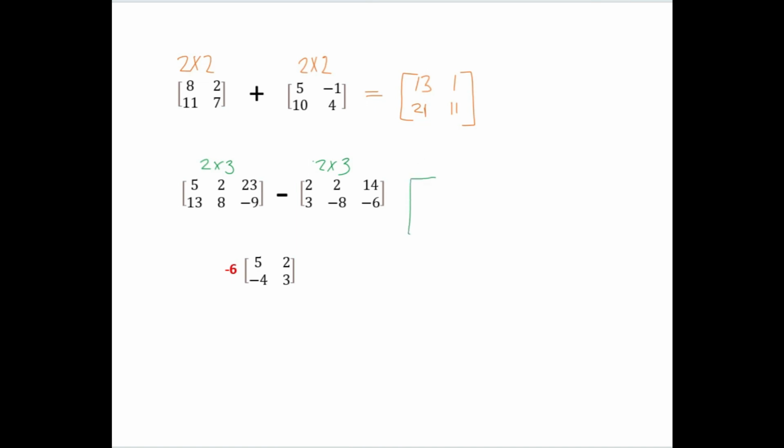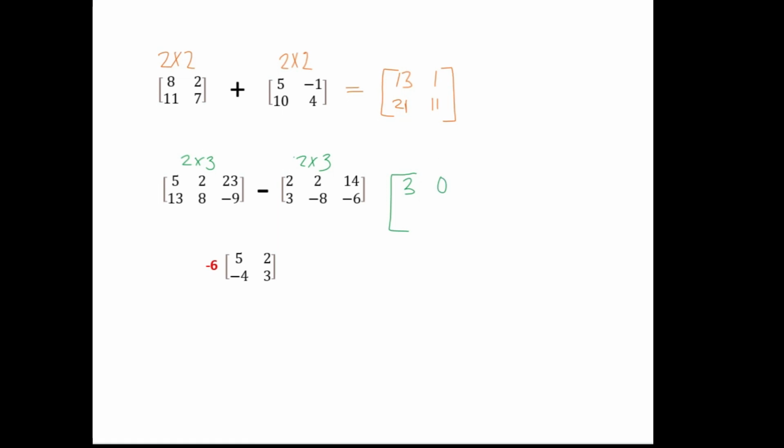We can go to our first column, first row. 5 minus 2 gives us 3. 2 minus 2 gives us 0. 23 minus 14 gives us 9.